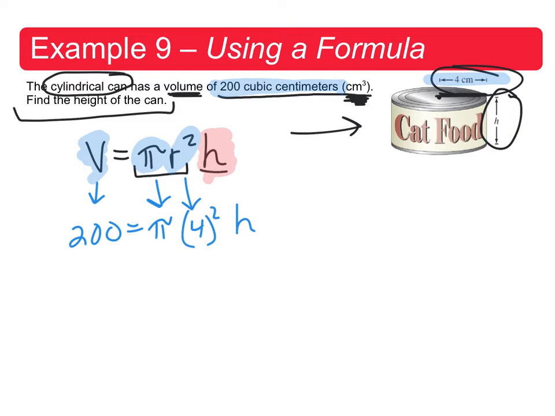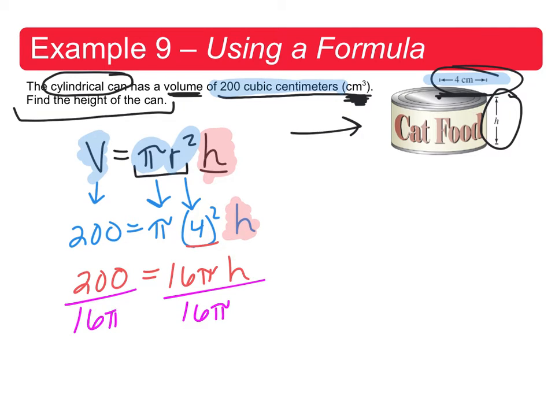Now we just have a formula that we substituted in, and we have one variable, so we can solve for h. So let's go ahead and do that. We get 200 equals 16, for 4 squared, pi times h, and then I can divide both sides by 16 pi to get h by itself. So that'll give us h equals, and then if we take 200 divided by 16 pi, you can just type that right in your calculator, go ahead, and the book rounds to 2 decimal places.